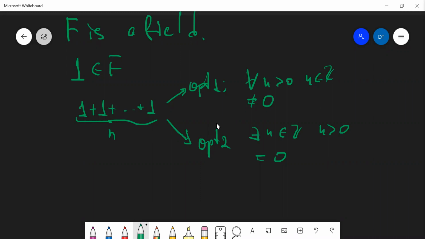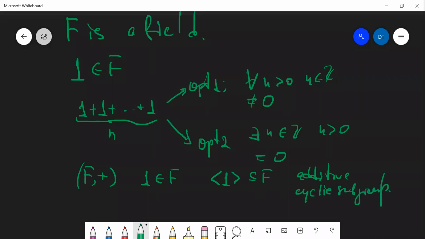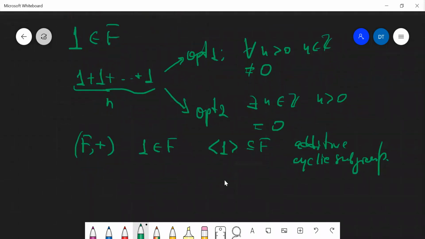And here is how. You may consider F with addition only, so you may forget about multiplication. Then you have this element 1 inside F, and then you may consider its cyclic subgroup with respect to addition inside F. So additive subgroup, additive cyclic subgroup. Yeah, and then the element 1 may have infinite or finite order. So if it has infinite order, this is the option number 1. If it has finite order, then this is option number 2.